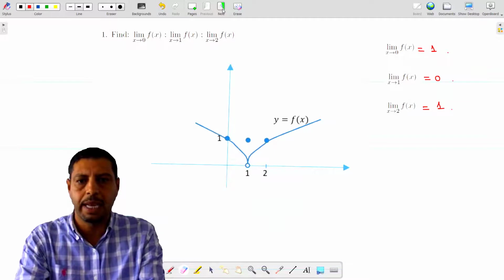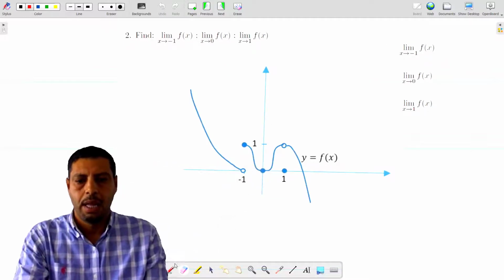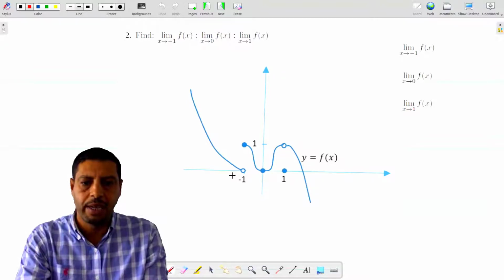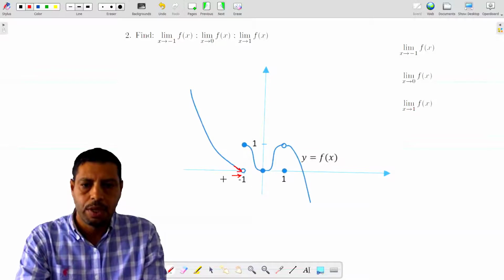Now let's move to a second example. Here we have to compute the limit at -1, at 0, and at 1. If you look at your graph and approach -1 from the left, meaning to the left of -1, the graph goes to this point, and this point has a y coordinate equal to 0. So if you approach from the left, the limit is 0.